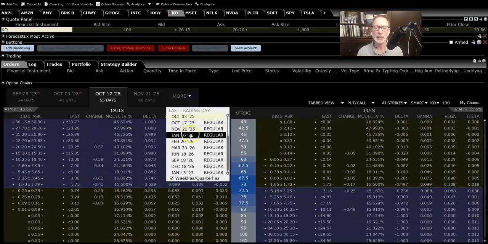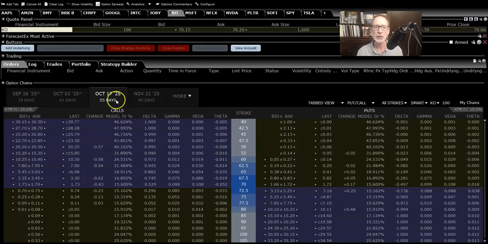And you can see stocks have all different expirations. A lot of them have weekly, every Friday expirations, and what are called the regular ones, those are the third Friday of every month. Those are the traditional monthly expirations. Most stocks have weekly expirations as well. Okay, so we're looking at Coca-Cola, October 17, 2025, and the 70 puts right here.